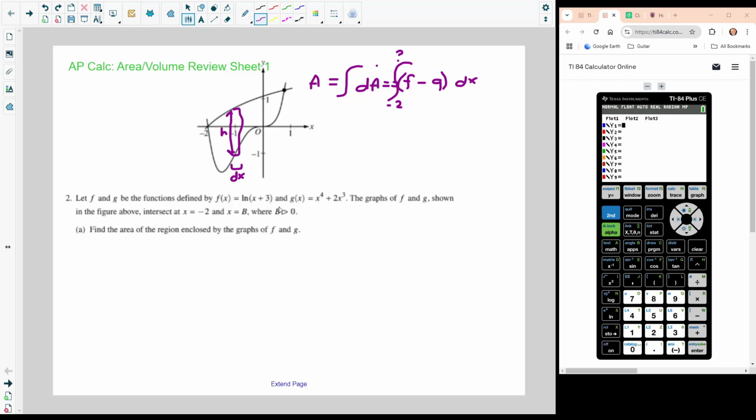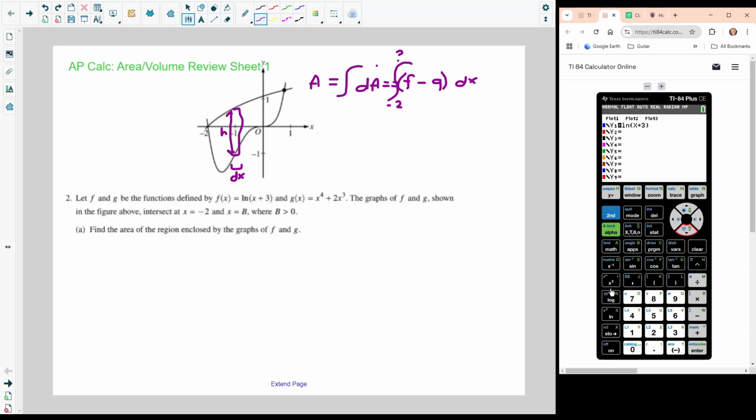Now we're going to have 4 parts for this problem. So it's going to definitely be to our advantage to enter these functions so we don't have to keep doing it over and over again, right? So ln x plus 3, we'll put f first, right? ln x plus 3. You don't really need to close the parentheses, but we'll do it anyway.